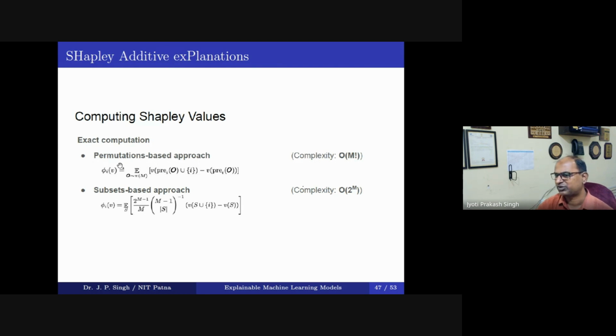Two popular approaches are the permutation based approach and the subset based approach. If you go with the subset based approach, the minimum complexity is 2 to the power m. Even if m is say 30 or 40 features, this basically becomes an intractable problem. This itself is even higher. So that's the problem with this.